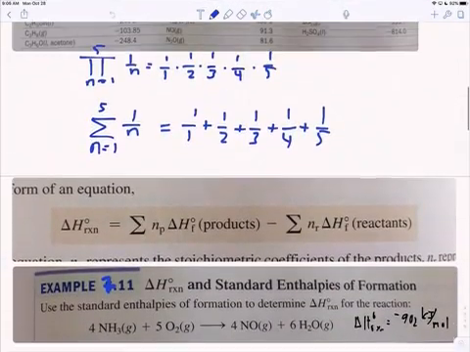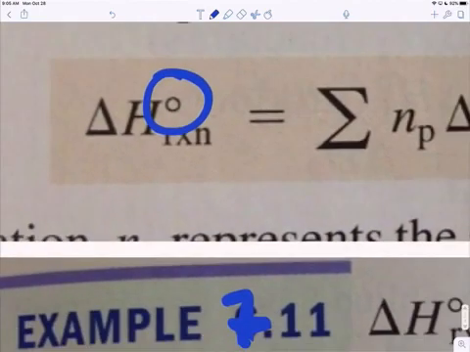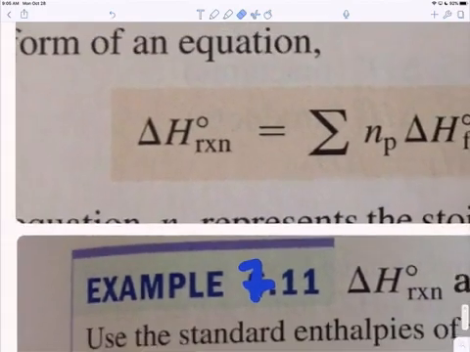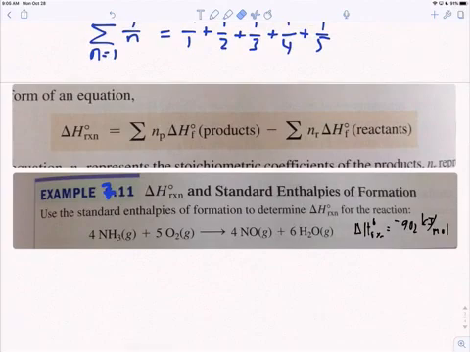And I'll get to this in a second. The equation, and this degree sign: when you see that degree sign, that means standard. So the standard enthalpy change for a reaction is the sum of the moles of products times their standard enthalpy of formation, minus the moles of reactants times their standard enthalpy of formation.